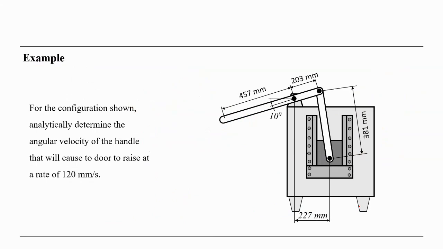Okay, there is an example here, and you have to solve it for the configuration shown. Analytically determine the angular velocity of the handle that will cause the door to rise at a rate of 120 millimeter per second. In order to achieve this speed, you have to calculate the requested part. The geometry is given already, and the speed is also given.